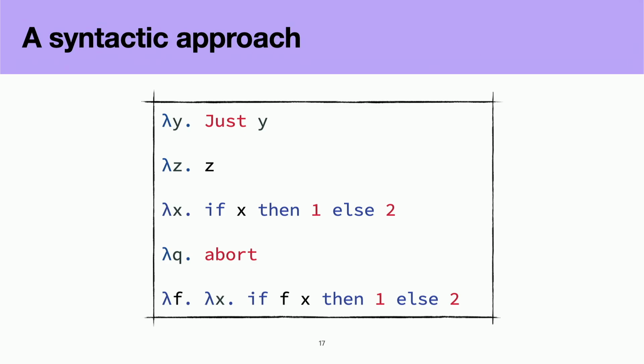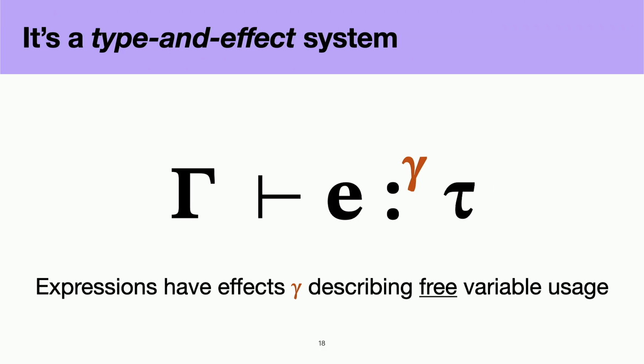We're going to generalize this syntactic approach into a type and effect system that assigns each expression both a type tau and an effect gamma that describes the way that each program uses its free variables. Let's take a look at some examples. If we have some variable z with type tau in our context, then a bare usage of z will, of course, also have type tau, but it will also have an effect z strict that tells us that a bare usage of z is a strict usage of z.